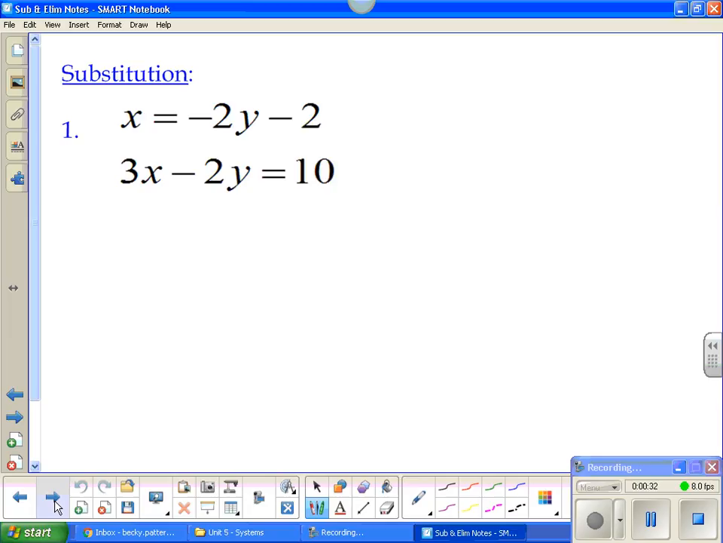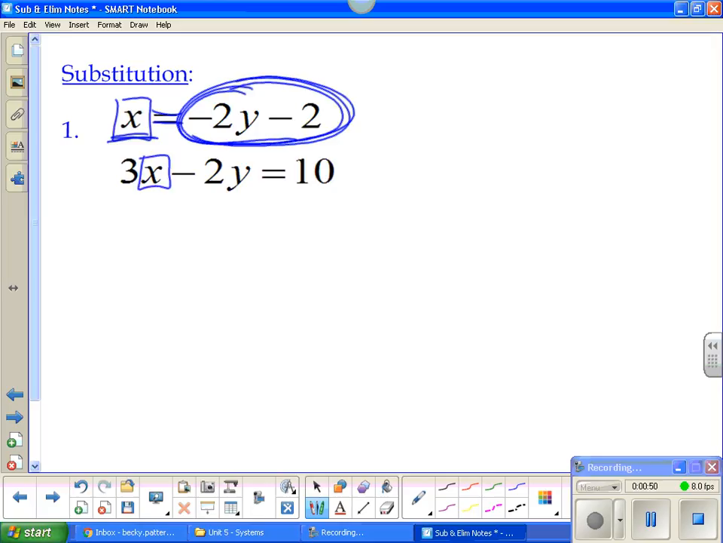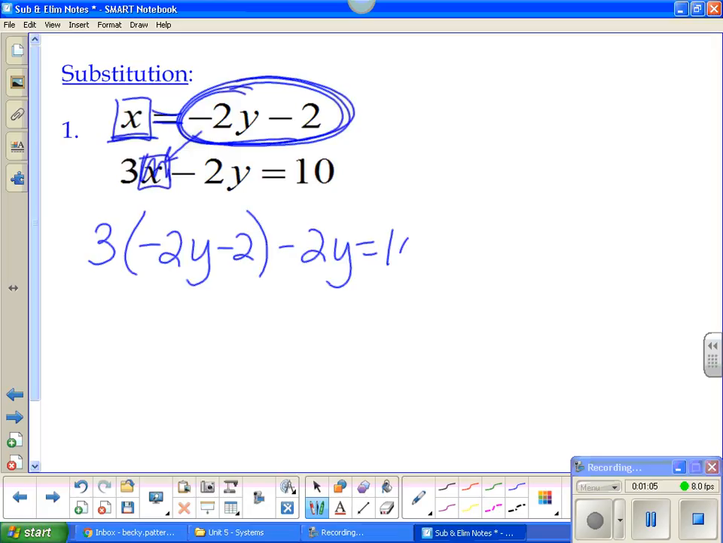You're going to use substitution anytime you have an x or a y variable by itself. This is what it equals. So x equals negative 2y minus 2. That means everywhere I see an x, I can substitute this in for it because they're equal. So down here where I see this x, I'm going to take him out and put this in its place. Again, because x and negative 2y minus 2 are equal. So 3, substitute that in, minus 2y equals 10.